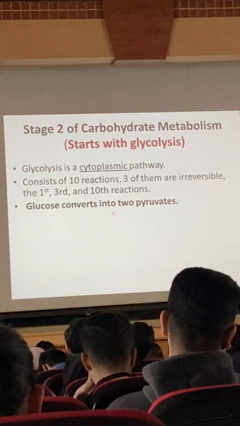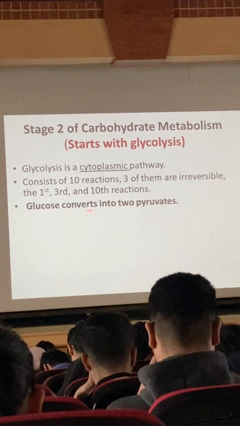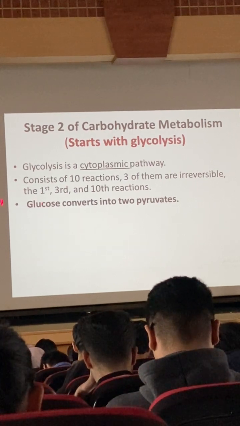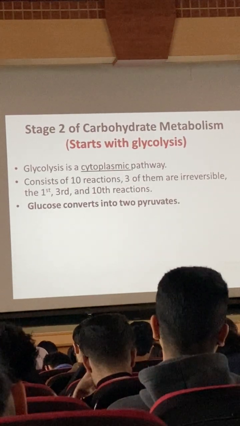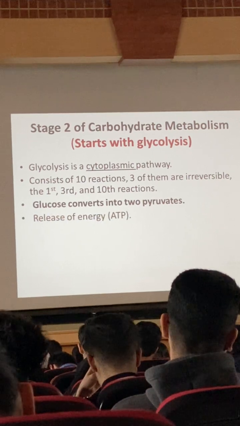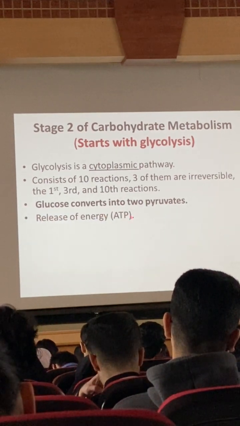So glucose will convert into 2 pyruvate. The result of glycolysis is one glucose molecule giving 2 pyruvate, or pyruvic acid. What's the aim? To release energy in the form of ATP.